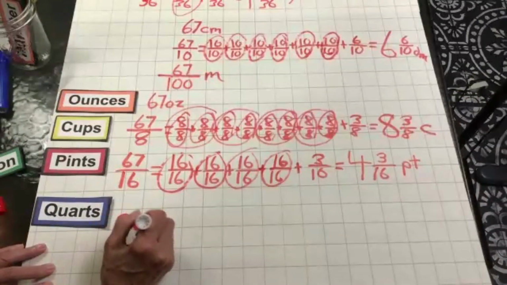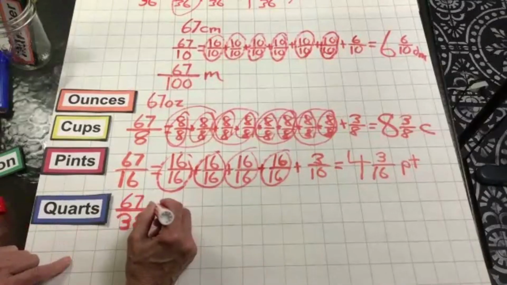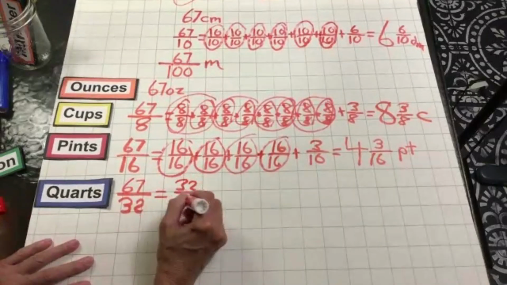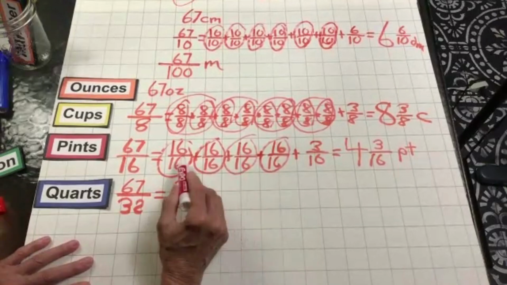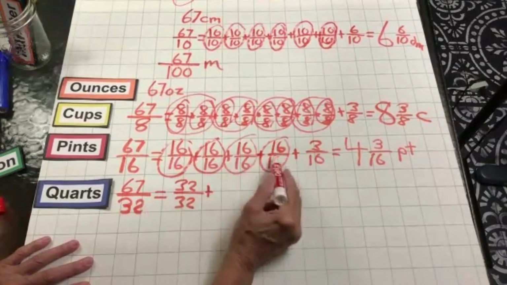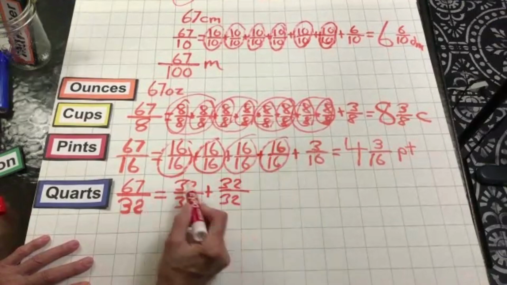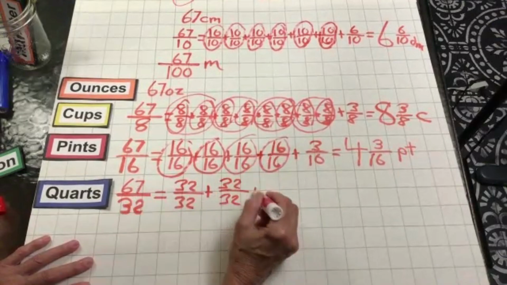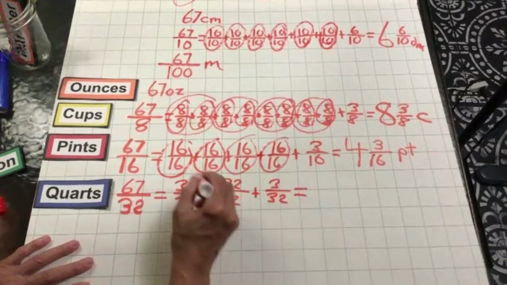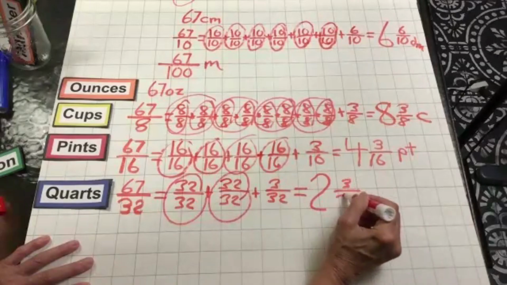So we know it takes 32 ounces to make a quart. We have 67. So we're going to turn this into an addition problem. So we have 32 over 32. And if we look up here, we can do 2 sets of 32. 16 and 16 is 32, and 16 and 16 is 32. That equals 64. 32 plus 32 is 64. Then we have 3 more left over. So we have 2 wholes and 3/32.